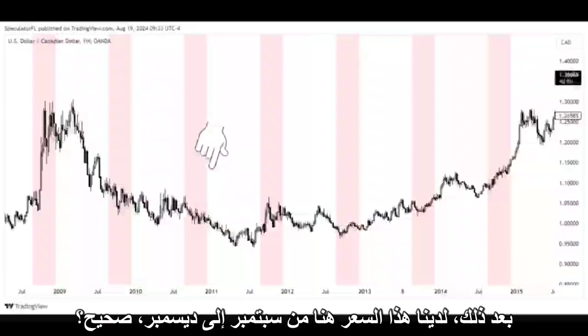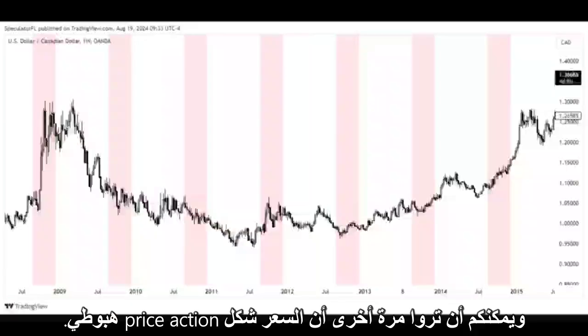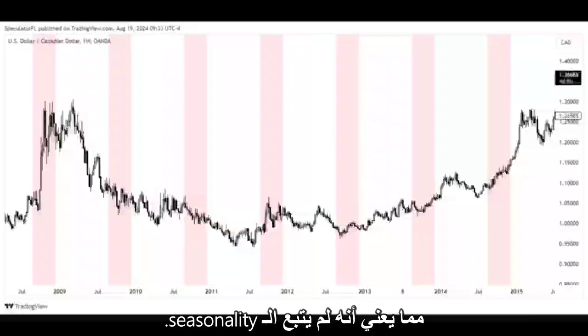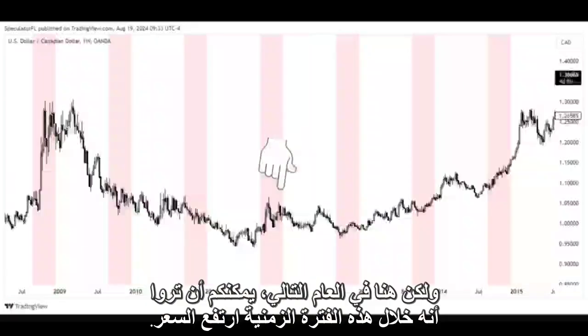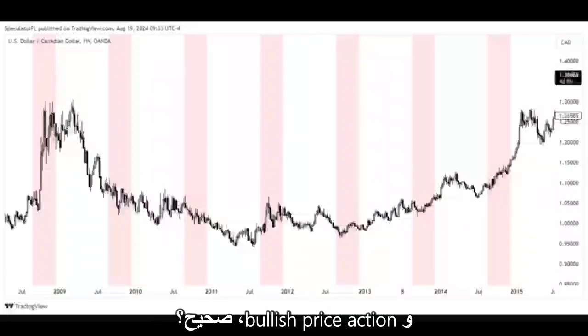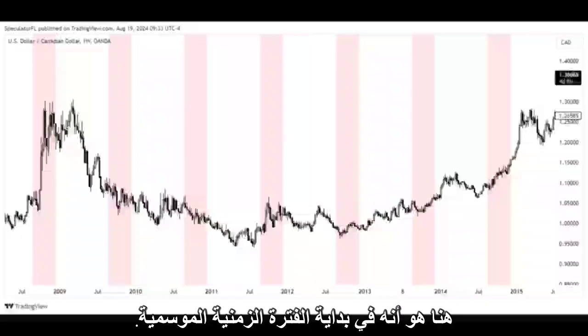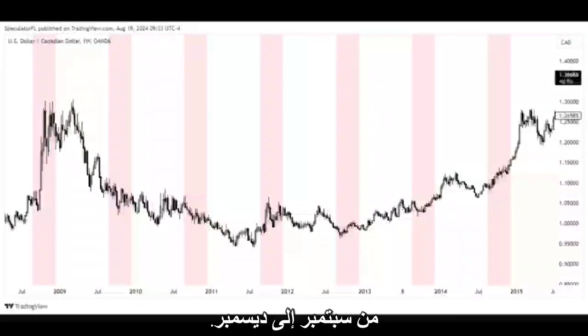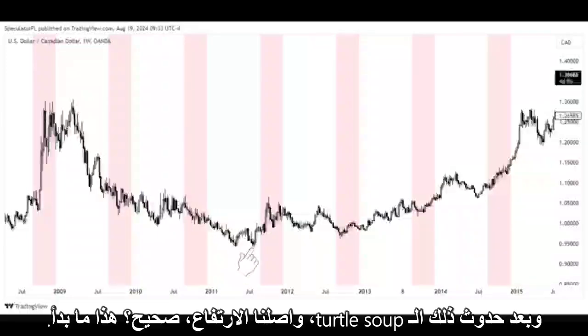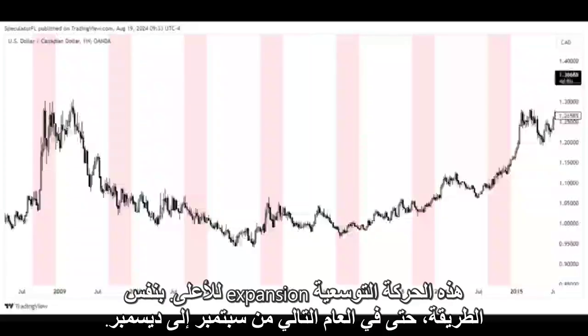Next up we've got this price action right here from September to December, right? And you can see again price formed lower prices, which means it did not follow the seasonality. But next year you can see that during this time window price went higher and formed higher prices and bullish price action, right? What you can also see is that at the start of the seasonal time window from September to December, we had a turtle soup, and after that turtle soup happened, we kept going higher. That initiated this expansion move higher.